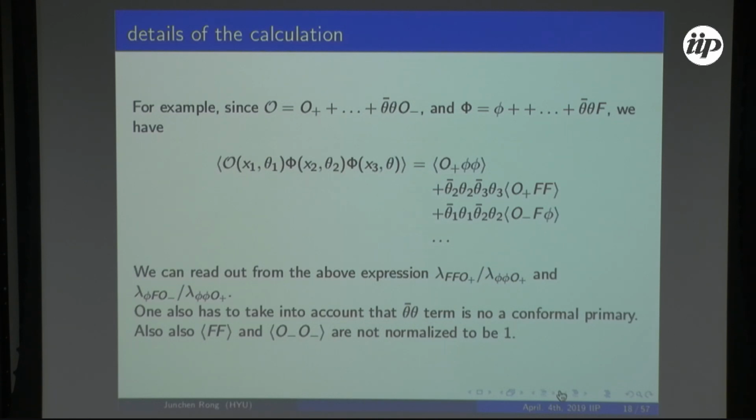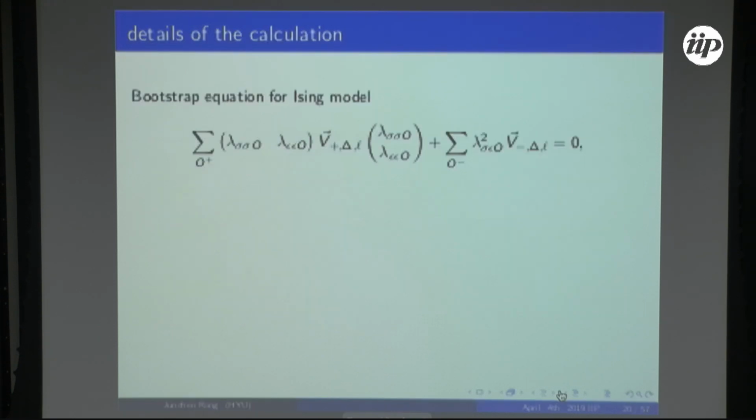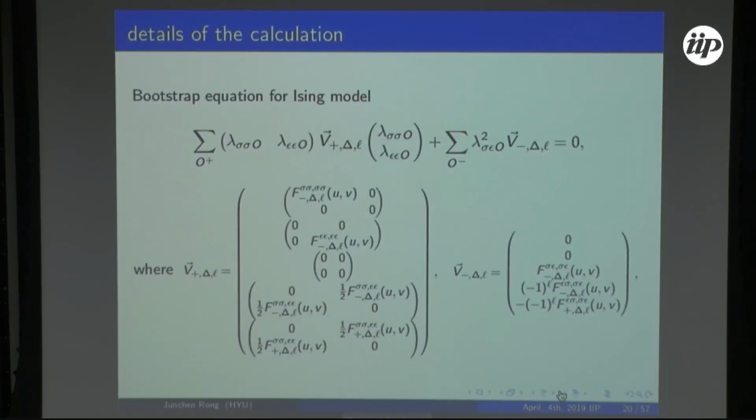But that's details, so let's skip that for the moment. These are the relations we got in the end. And what do we do about it? Well, we have the bootstrap training for the Ising model, which is considering sigma, epsilon, epsilon. And now I'm telling you that these two OPs are related to each other.